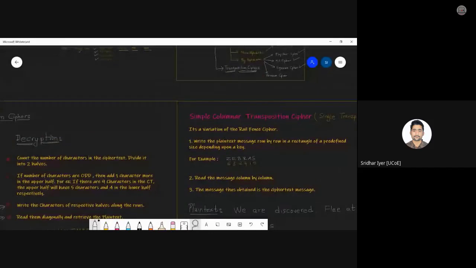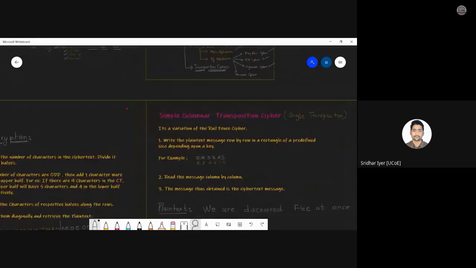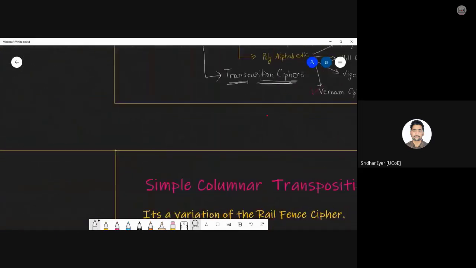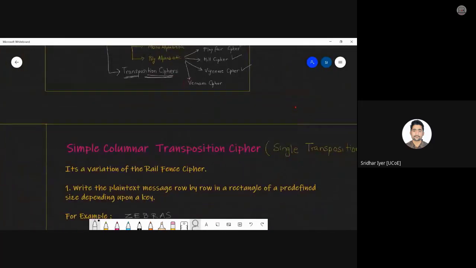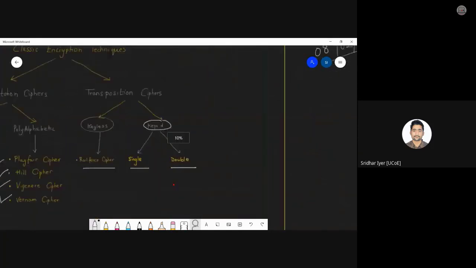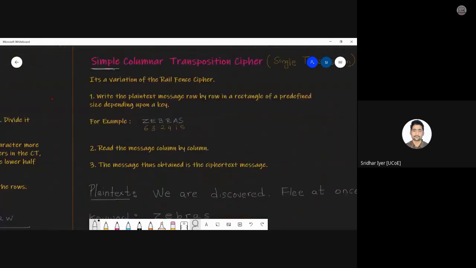We still have a lot of time left. So let's move ahead with the different types of transposition ciphers. There are two types. Both are called simple columnar transposition cipher, but one is single transposition and the other is double transposition. So don't make a mistake in the names. Both are simple columnar transposition ciphers only, but one is with single transposition and the other one is with double transposition. That's why I have written over here as single, double. Any confusion?